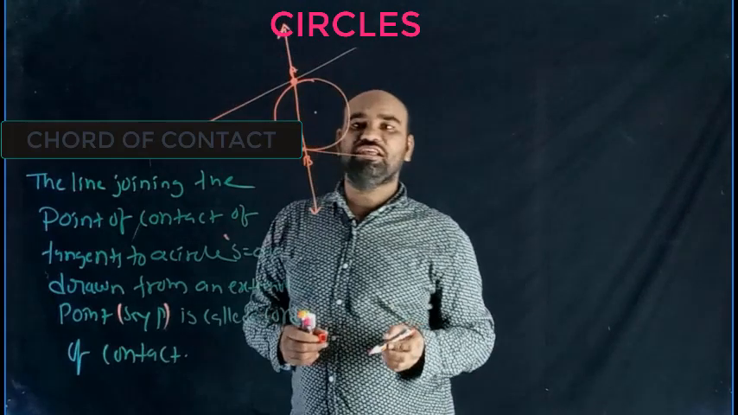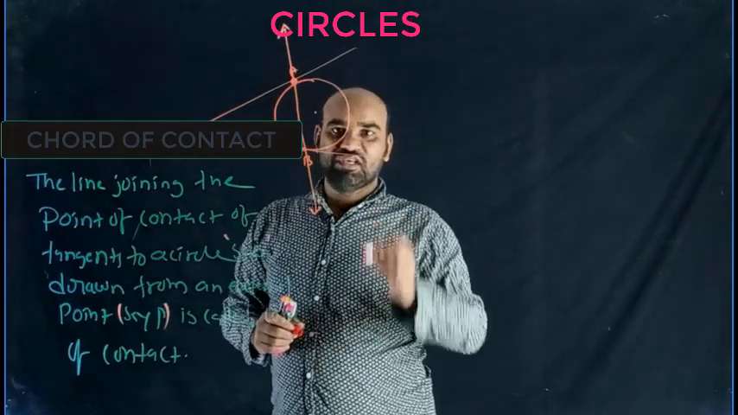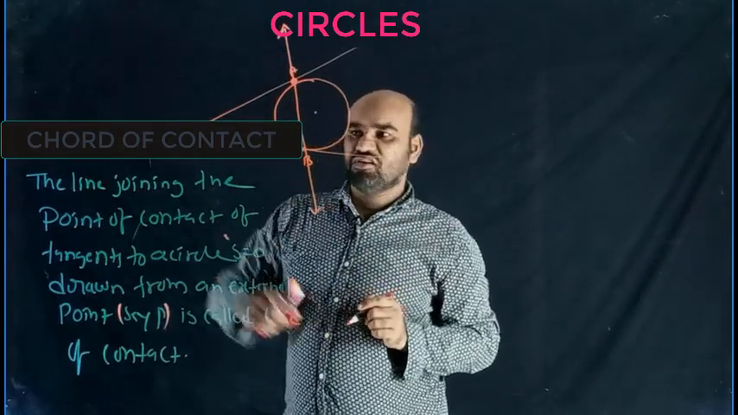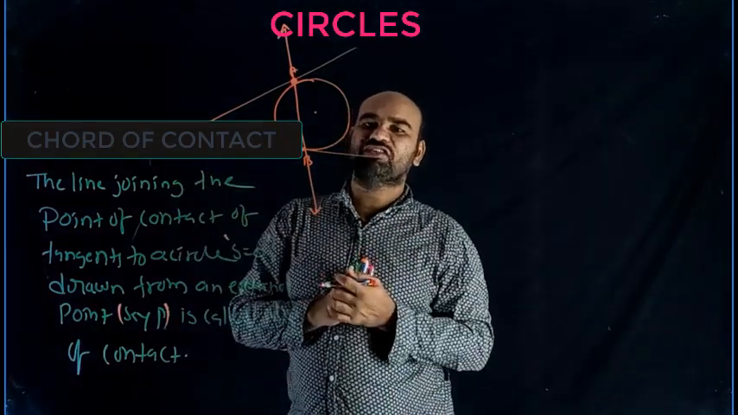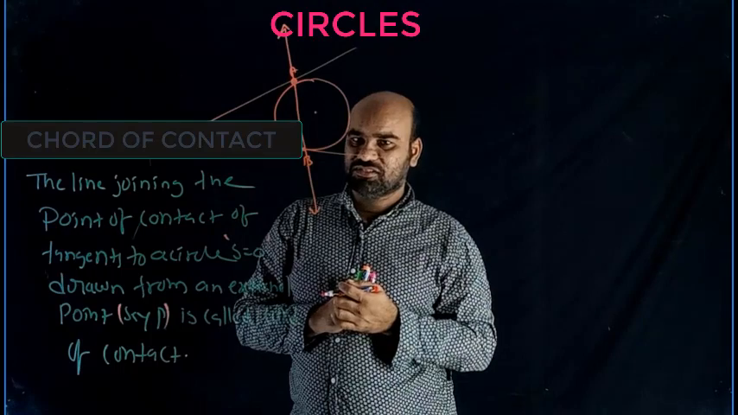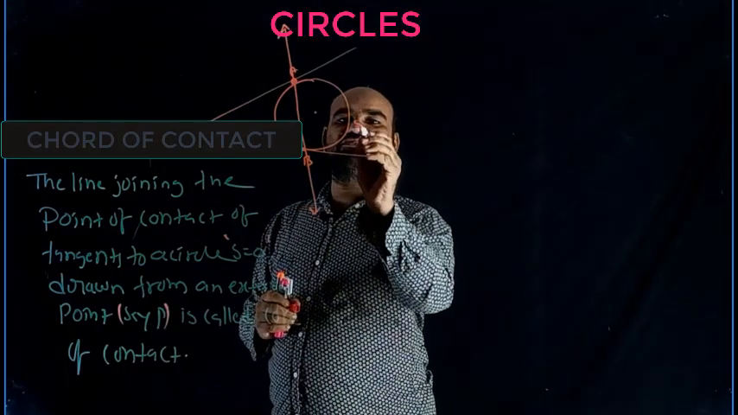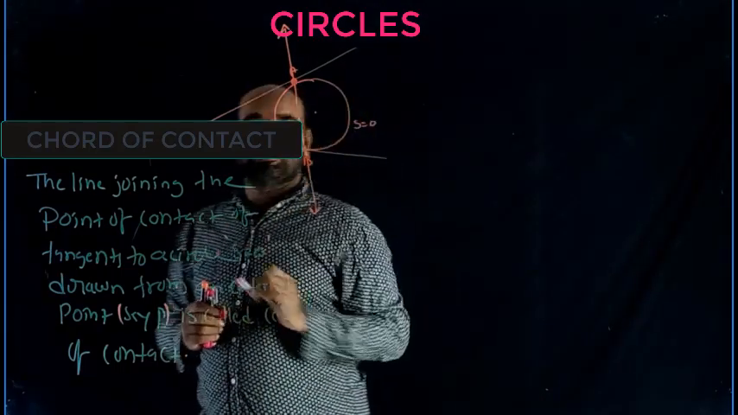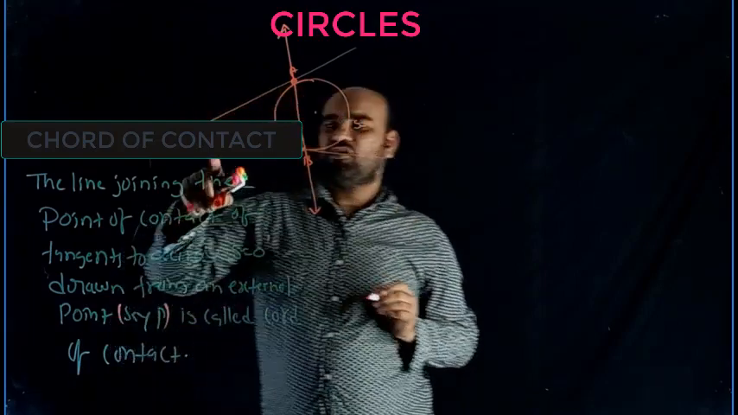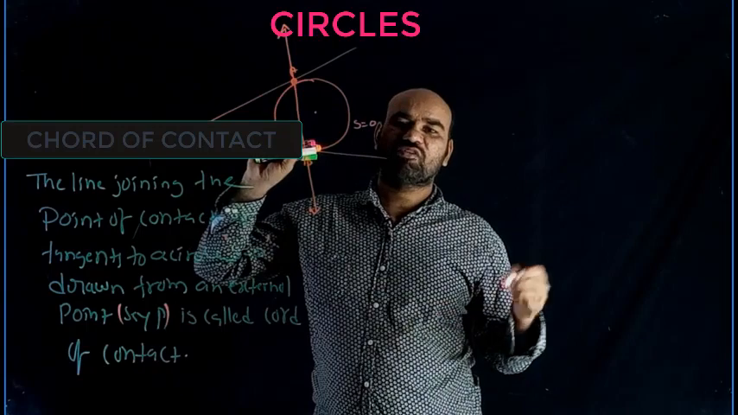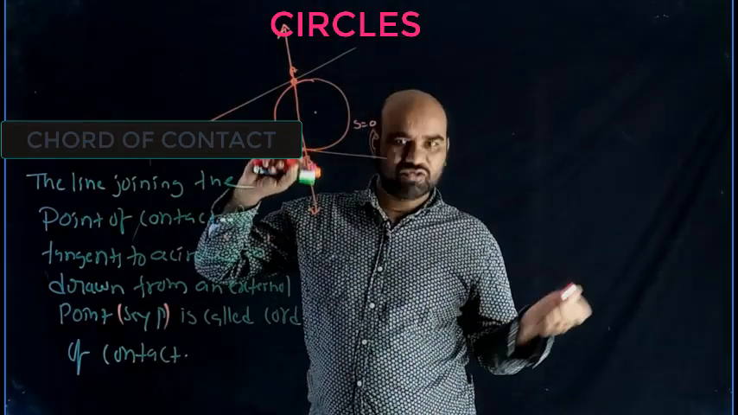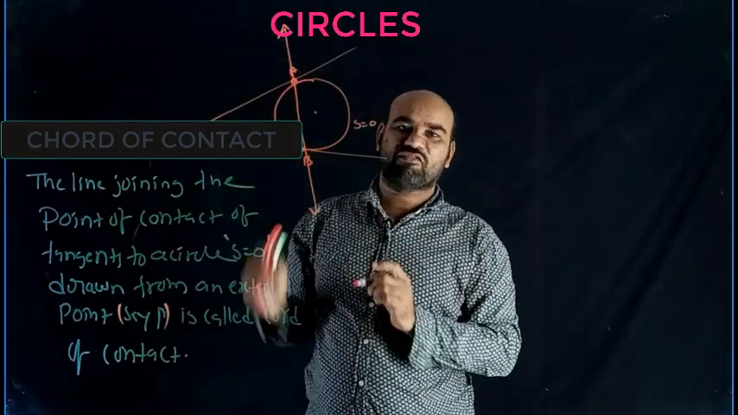But how to find the equation of the chord of contact? The equation of the circle is given, and the coordinates of point P are given. How to find the equation of the chord of contact? This is important. Let this be S equal to 0, and this is the point P. Let the coordinates of P be (2, 3). The equation of the circle is given as x square plus y square plus 3x plus 4y plus 7 equal to 0. But how to find the equation of the chord of contact?